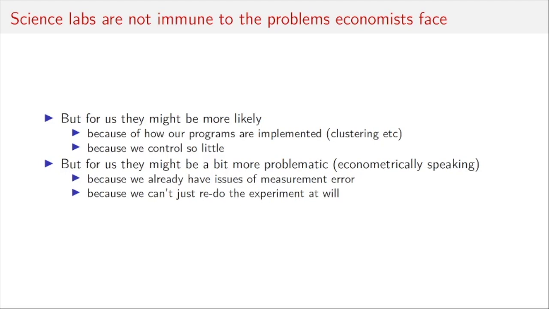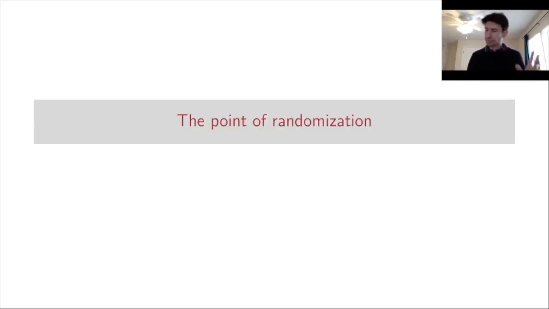Economists may face additional problems with the econometrics and statistics that we're trying to run on our data, because economic variables might be a little more subject to measurement error, and because our experiments tend to be costly and difficult to implement, so unlike in a science lab, we can't just rinse and repeat. Okay, so after this little introduction, we're going to look at the point of randomization in more formal terms, using a little bit of math.